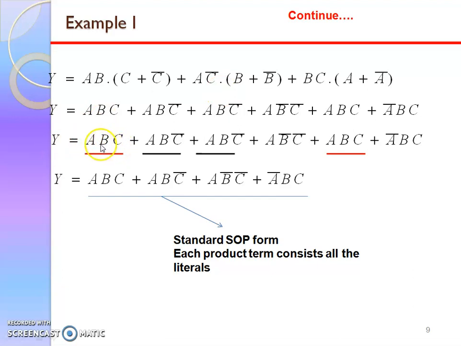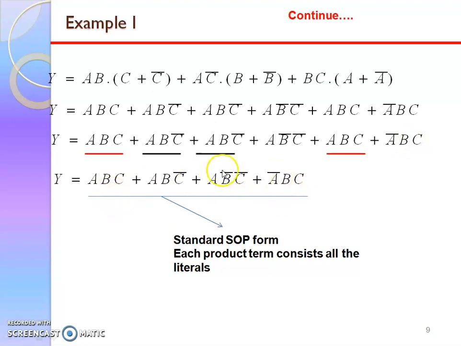First, abc is a repeated term. Abc bar is again a repeated term. So we reduce the equation by eliminating the repeated terms. Abc appears two times, so we write it only one time, plus abc bar we write only one time, plus a b bar c bar, plus a bar bc. Here we have written a bar bc.